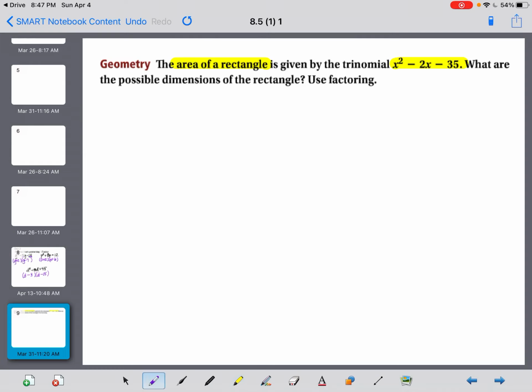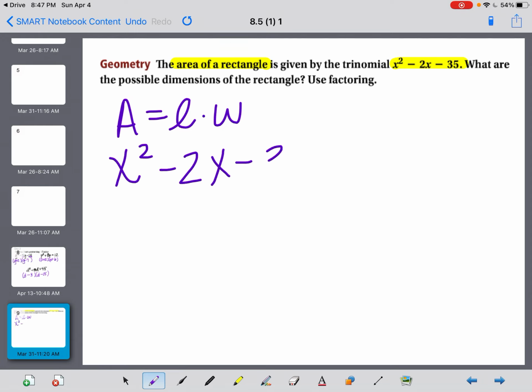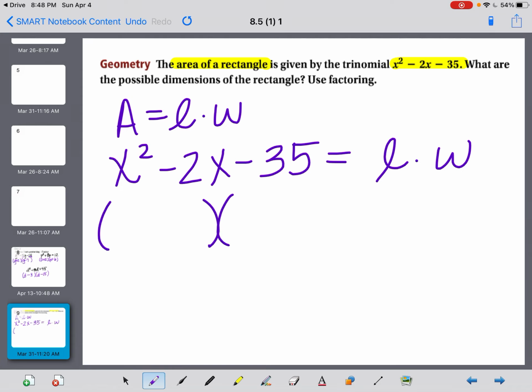And use factoring. Okay, so remember that the area of a rectangle is just length times width, but they're telling us that the area is x squared minus 2x minus 35. So they want to know what two things multiplied together will give us x squared minus 2x minus 35. And so that's just the factoring that we've been doing, only they gave it to us in a word problem.